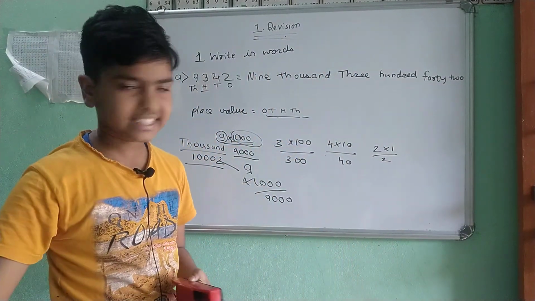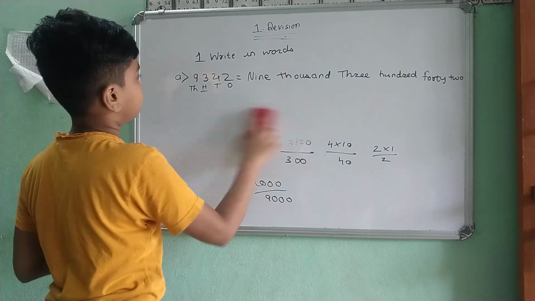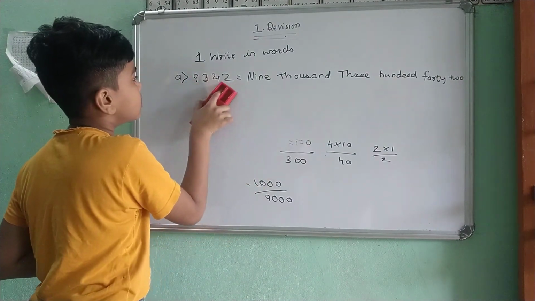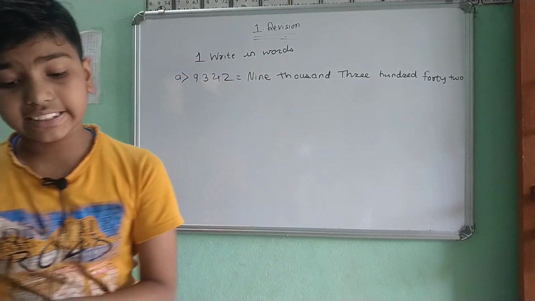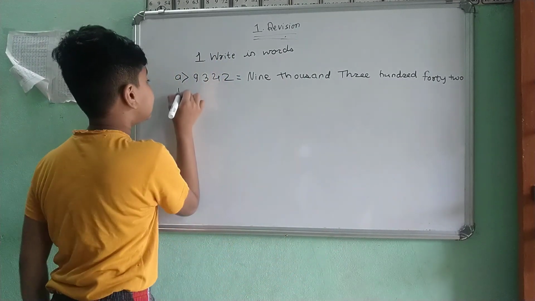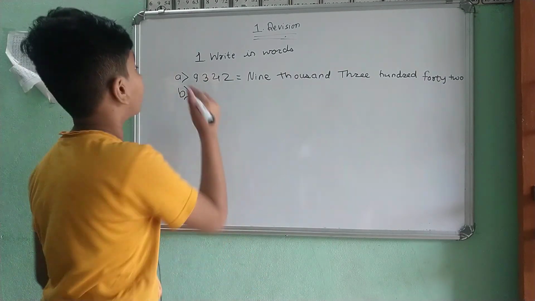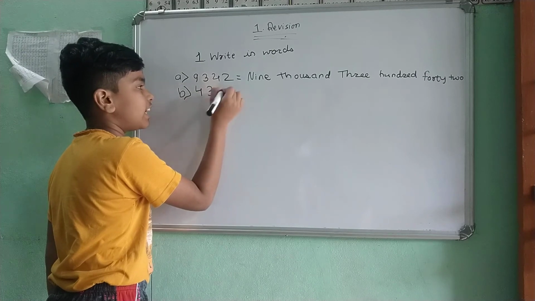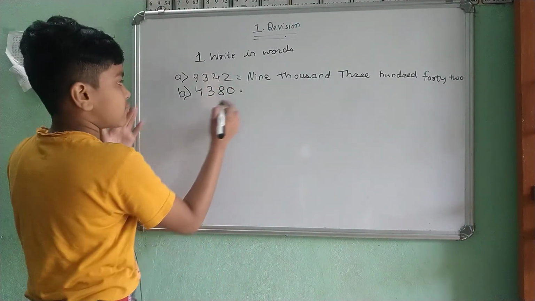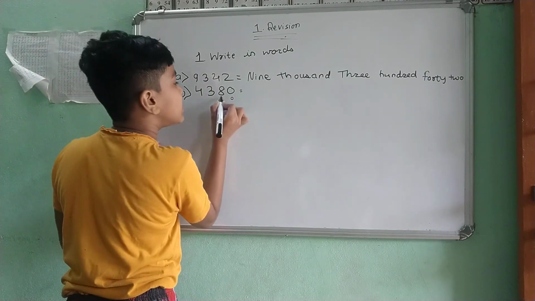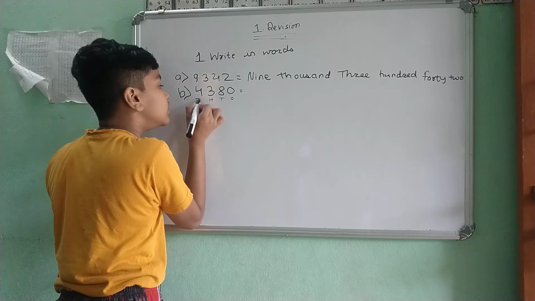Now let's take the second one. Let's see what it says. The B1 says, how to write 4380. Now I have this number. How will we do it? Using the place value. So this is on the ones place, this is on the tens place, this is on the hundreds place, and this is on the thousand place.